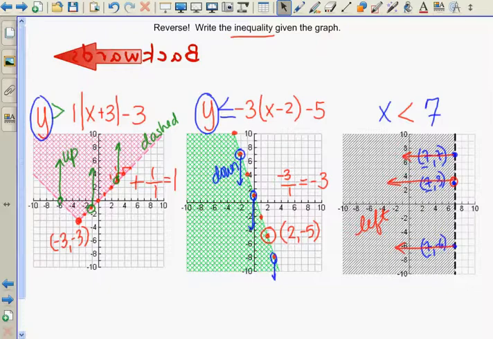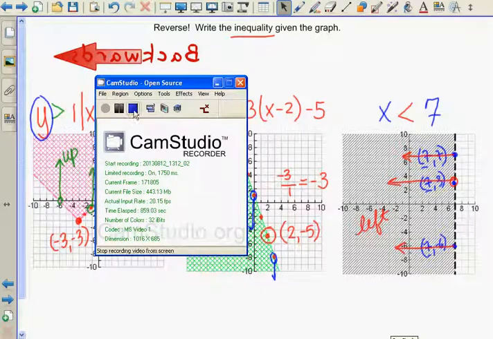Okay, so that is graphing inequalities in a nutshell. And that should be it for tonight.